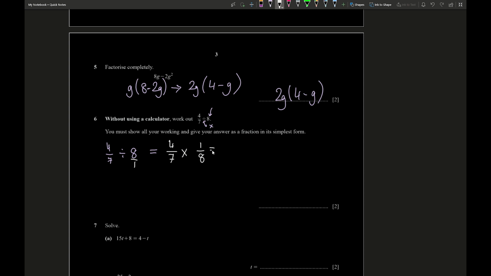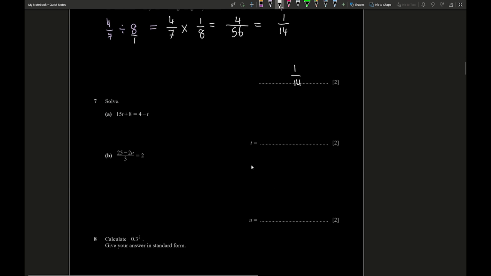Now this is equal to 4 over 7 times 8, which is 56, and then you can divide top and bottom by 4, giving you 1 over 14. This is the answer. Now, question number 7.